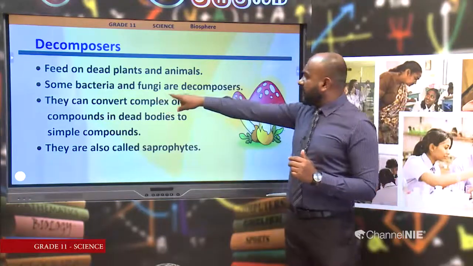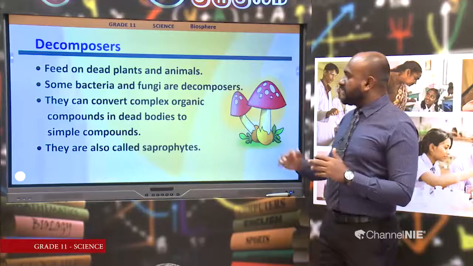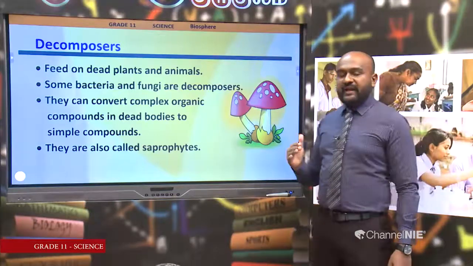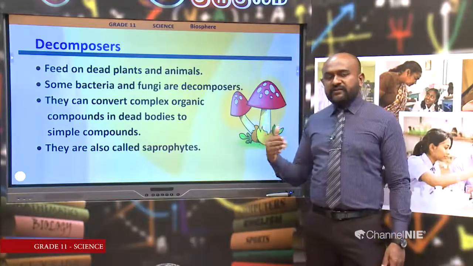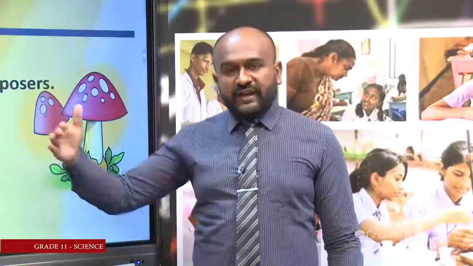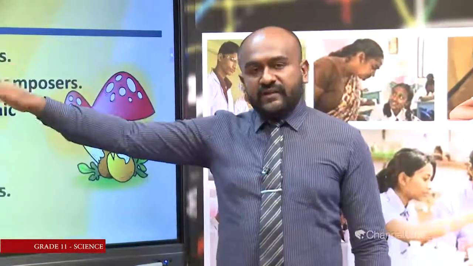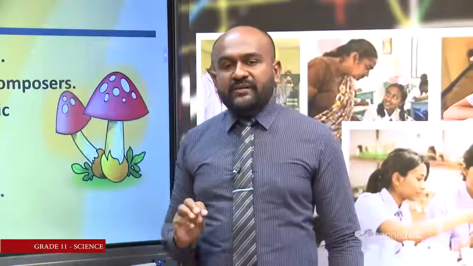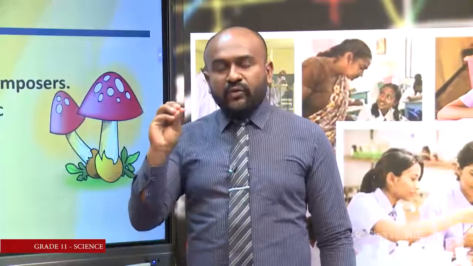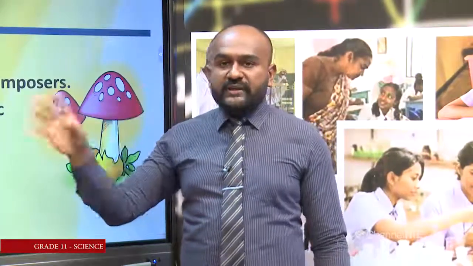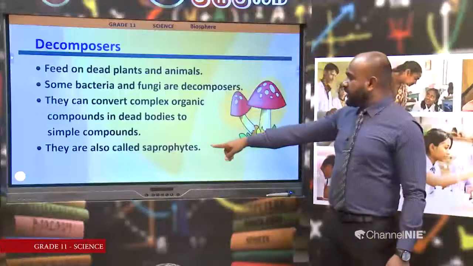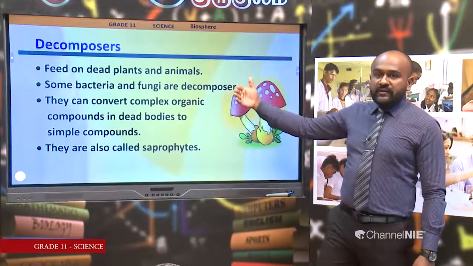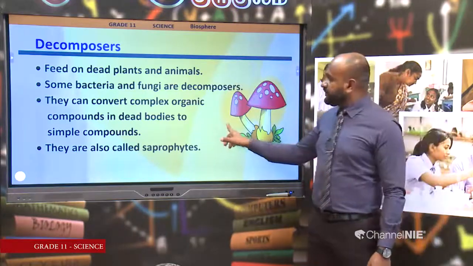Some bacteria and fungi are decomposers. They can convert complex organic compounds in dead bodies to simple compounds. Actually, they have the ability to secrete a series of enzymes to do that. Using these enzymes, they can convert these complex substances into simple substances, so that they become specially available to the plants again. So, that is why I told you they do a really important job. They can also be called saprophytes, as they feed on dead plant and animal materials.